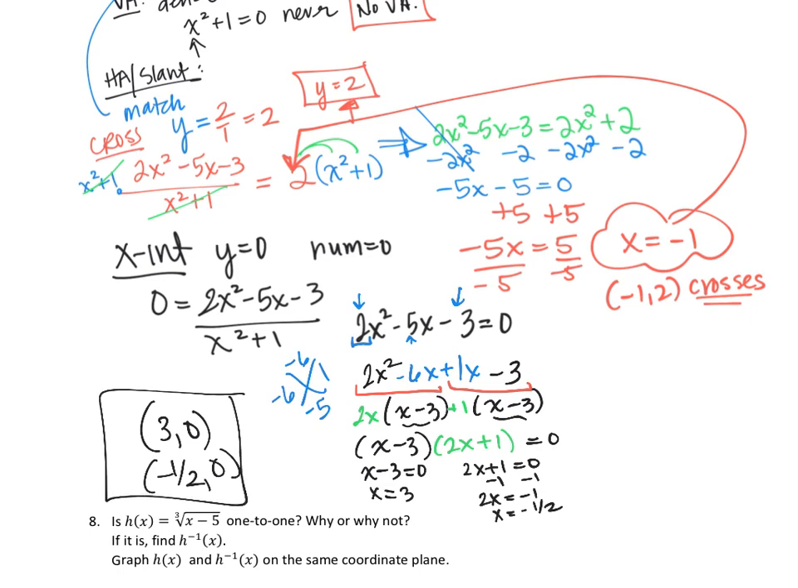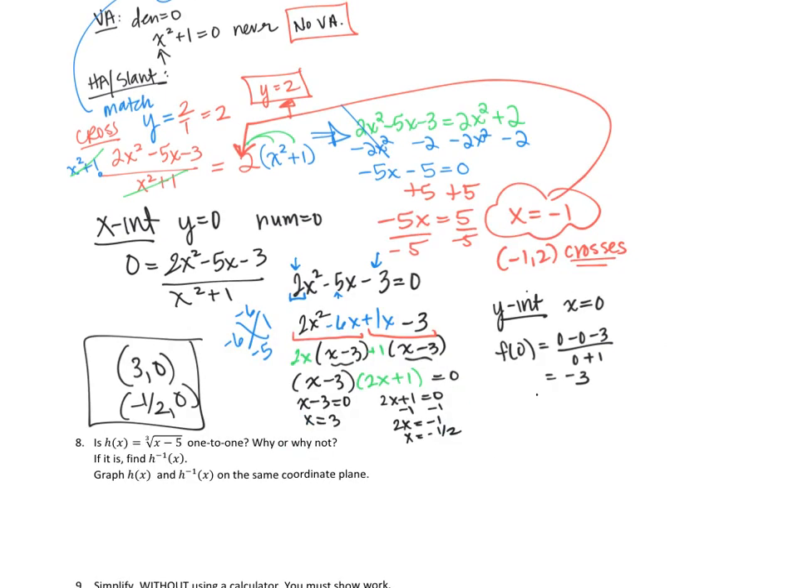All right, and there's one more piece that it wanted, the y-intercepts. And so my y-intercepts are where we cross the y-axis, so that's when our x is 0. So we're going to actually find f of 0, which will be 0 minus 3 over 0 plus 1. So it looks like it'll be negative 3. So that's going to be the point 0, negative 3.